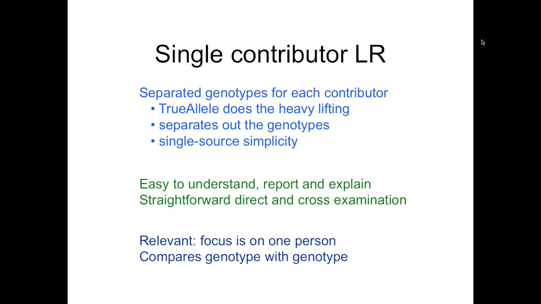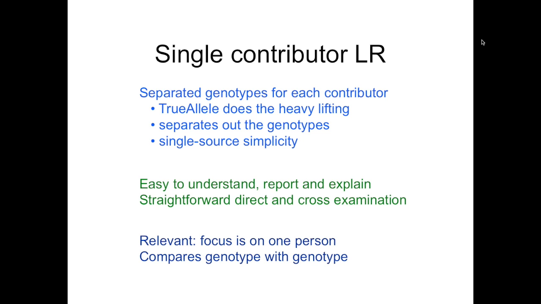Now, just a few more comments about the likelihood ratio. What I showed you was a single contributor likelihood ratio. There were separated genotypes for each contributor. The TrueAllele processing of doing that separation, whether it took an hour or 2 hours or 12 hours, did the heavy lifting of doing that Markov chain search over the hierarchical Bayesian model to separate out those genotypes to achieve the simplicity of single source DNA again. Single source DNA concepts like that are easy to understand, they're easy to report, and they're easy to explain to people.